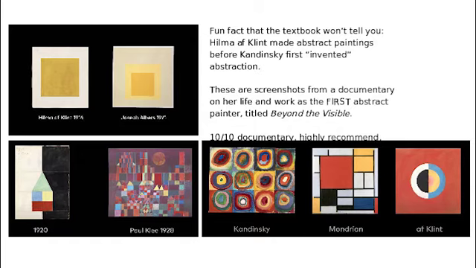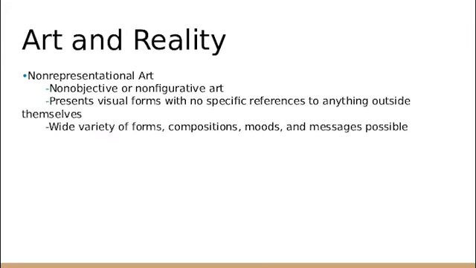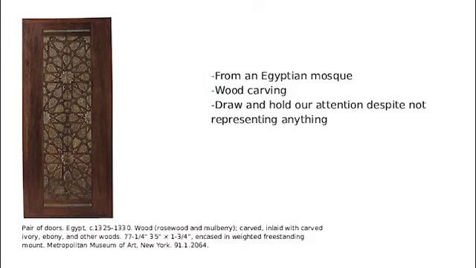Moving on to just non-representational art, that is non-objective or non-figurative art. It presents visual forms with no specific references to anything outside of themselves and can come in a wide variety of forms, compositions, moods, and messages that are possible. So, for example, here is a pair of doors from an Egyptian mosque.